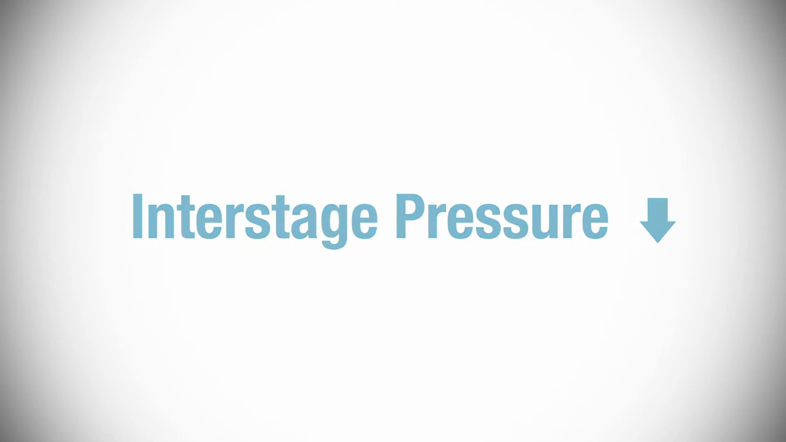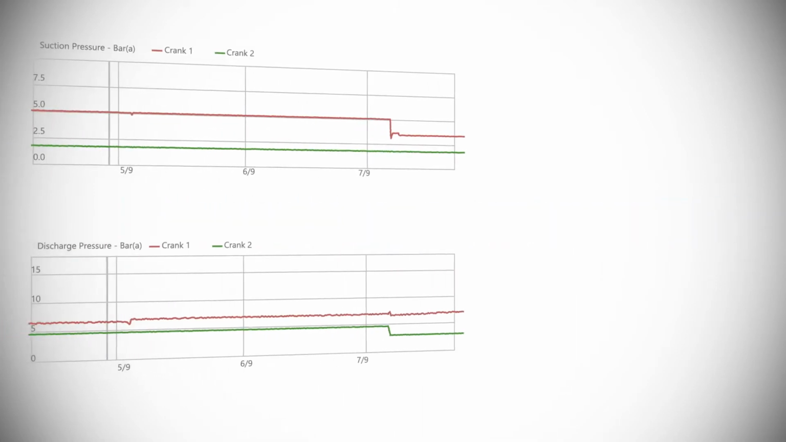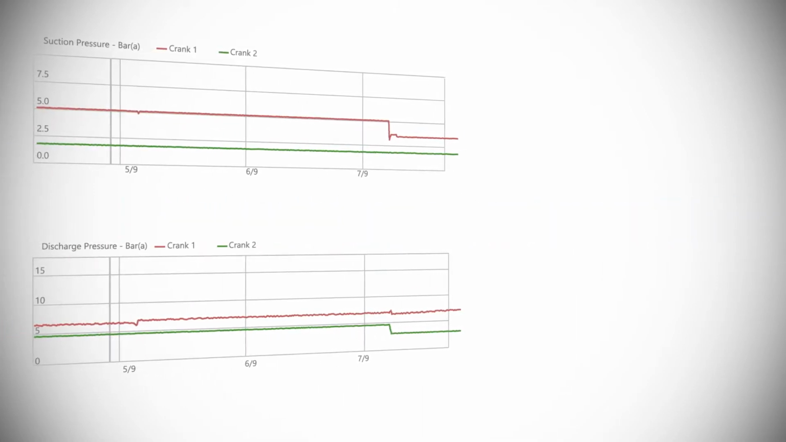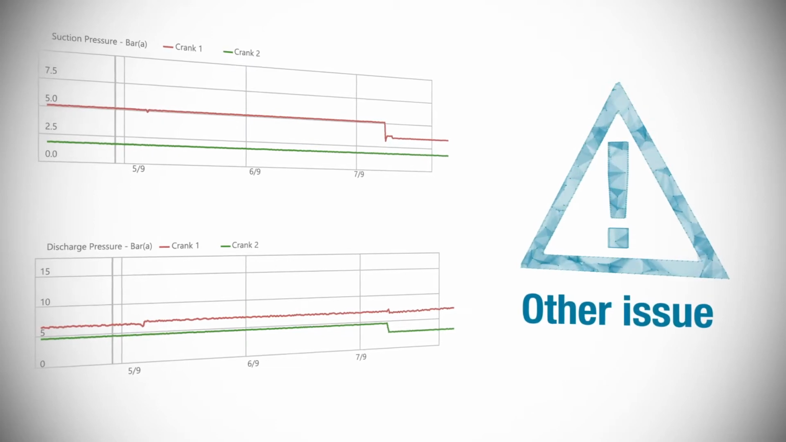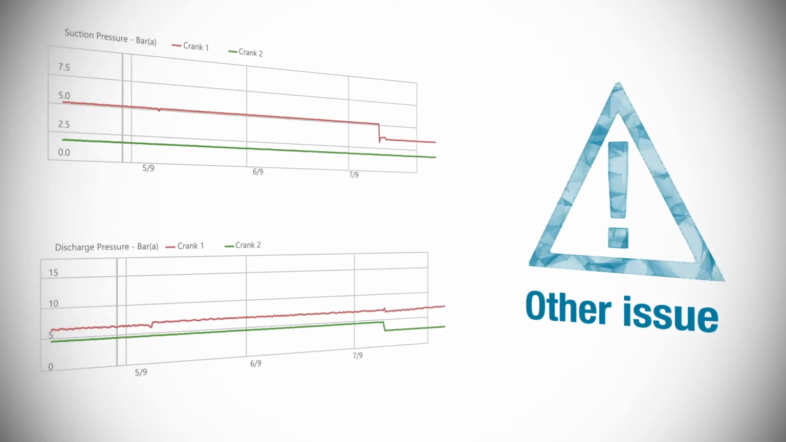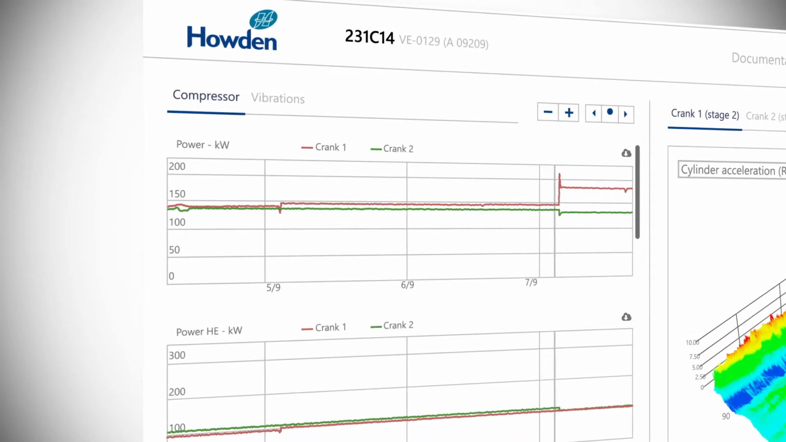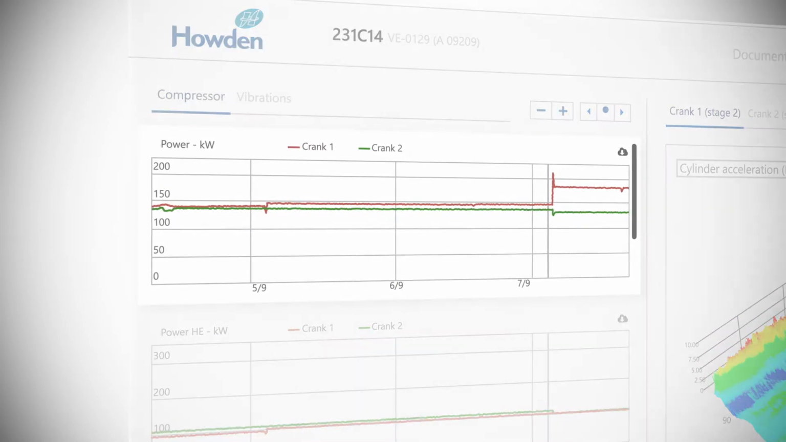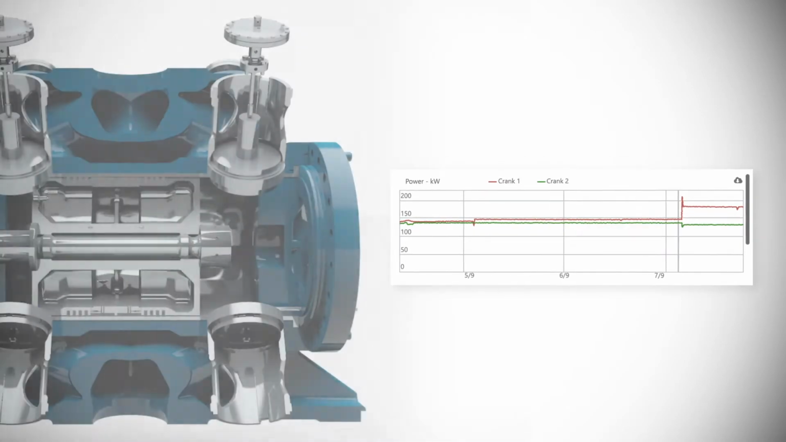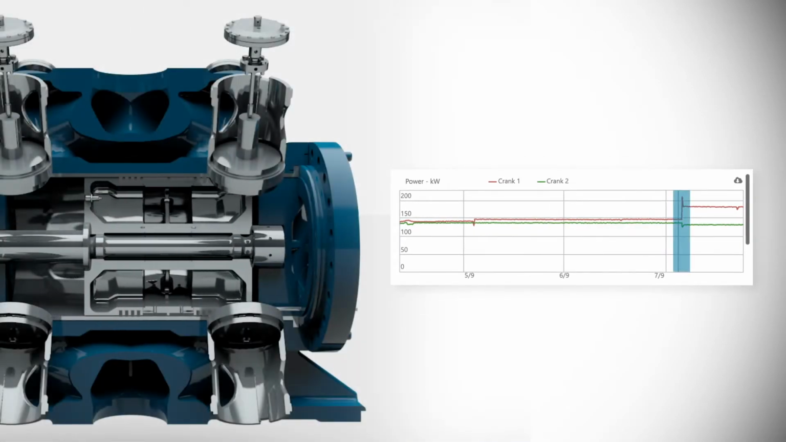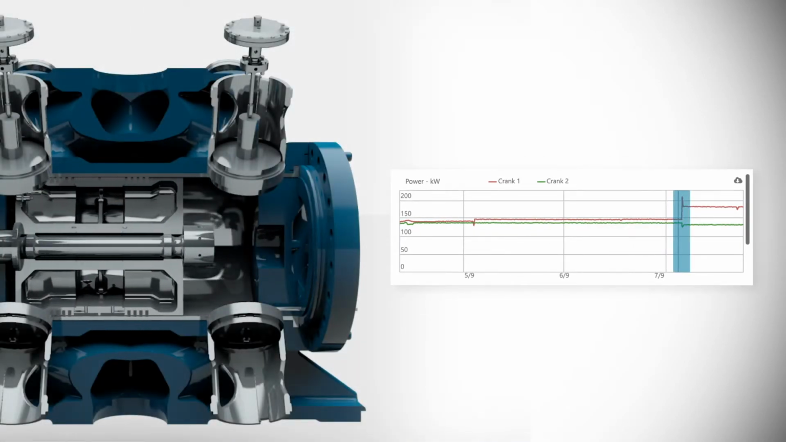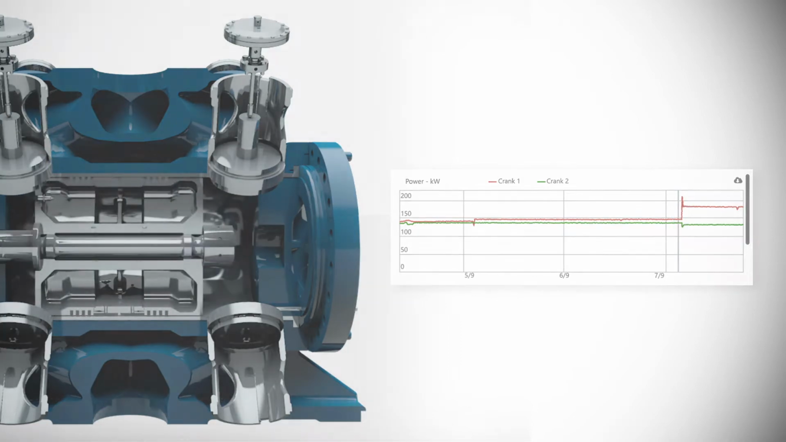When checking the compressor's suction and discharge pressure, it showed only minor changes, which meant there was another issue causing the decreased interstage pressure. When the Howden team reviewed the compressor's power over time, which is calculated from the digital twin, they identified that the power from crank 1 increased while the power for crank 2 remained stable.